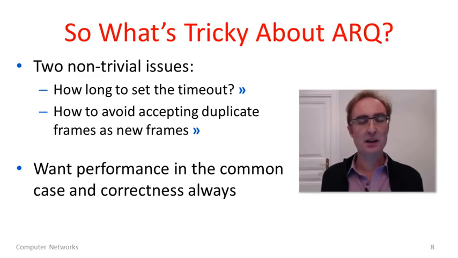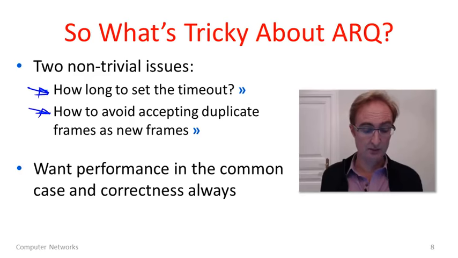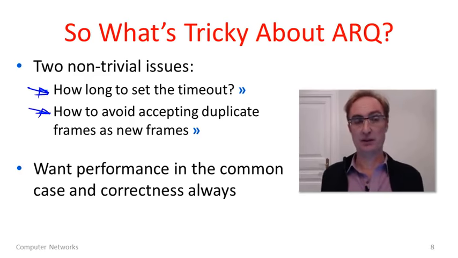But a funny thing about network protocols is that there can be some quite subtle interactions. And that's also the case with ARQ. We'll find this a lot for network protocols. With ARQ, there are two non-trivial issues that I'm going to talk about. The first is this timeout. What should the value of the timeout be? We've got to pick something. How long should it be? And the second is actually a more serious issue about how to avoid accepting duplicate frames as new frames.